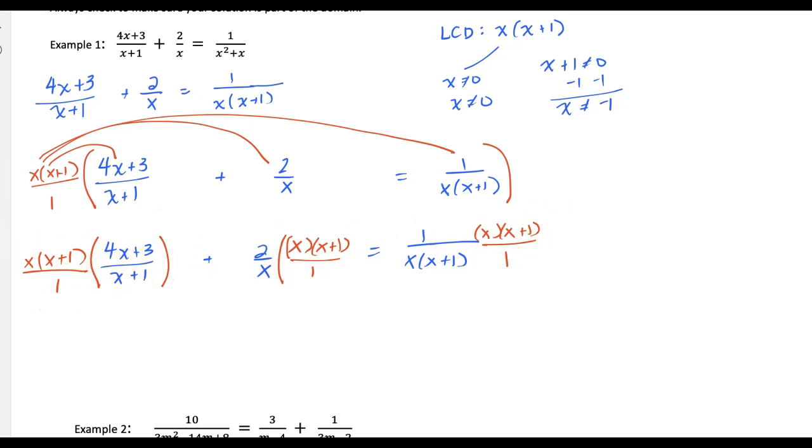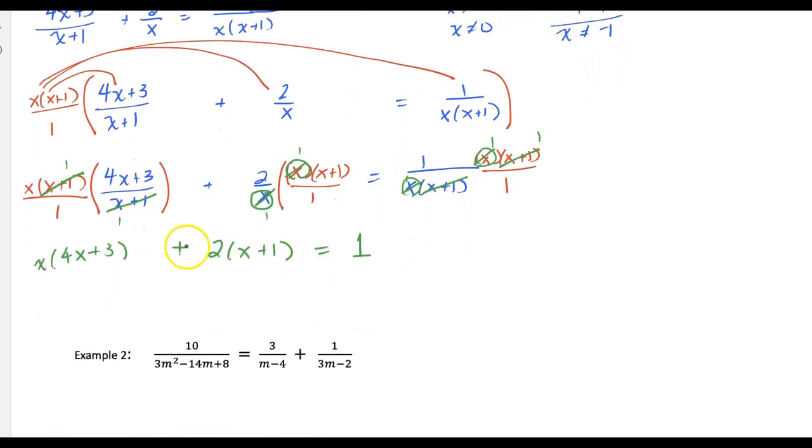So in the first fraction, we can simplify common factors, x plus 1 and x plus 1 would reduce to 1, and we would be left with a factor of x times 4x plus 3. In the second fraction, we would simplify the x over x to be 1, and we would have a 2 times x plus 1 left. And in the third fraction, both the x over x reduced to 1 and the x plus 1 factors reduced to 1, leaving us with a 1.